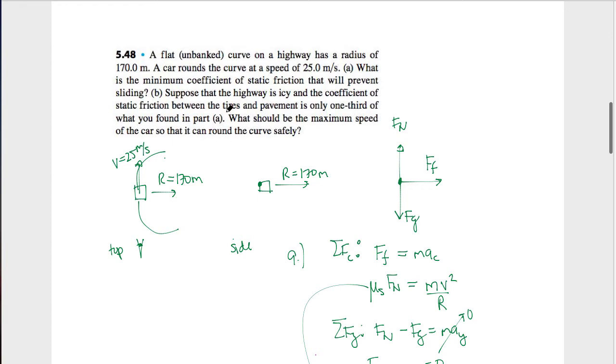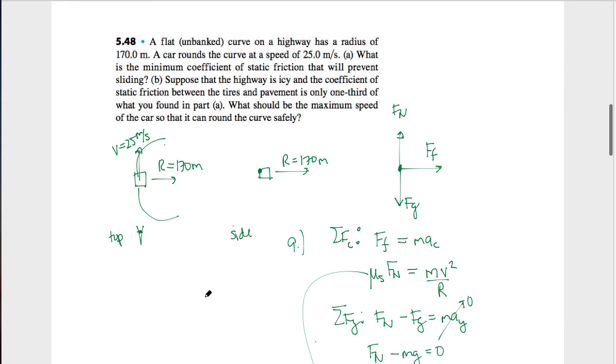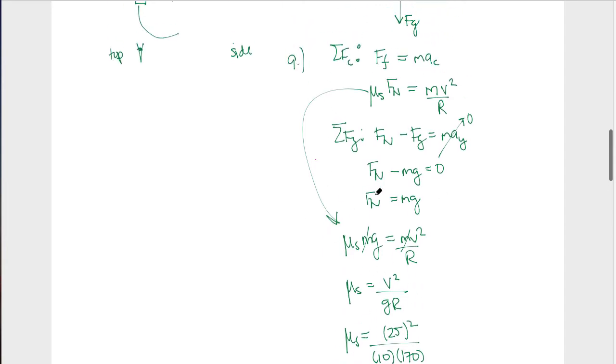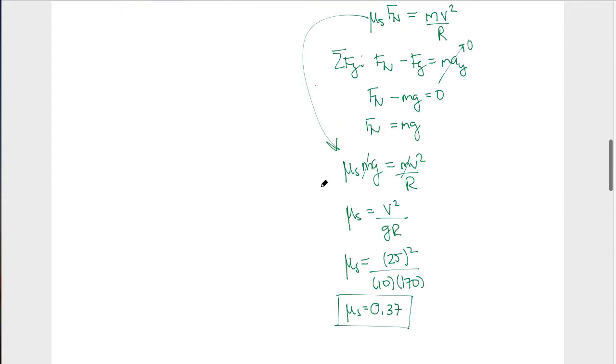Now, B says, well, now suppose the highway is icy and the coefficient of friction is only 1/3 of what we found. What maximum speed could we have? So, this equation still stands. None of the forces change for my free body diagram, so this derived equation still works. But I'm going to rearrange it for part B.